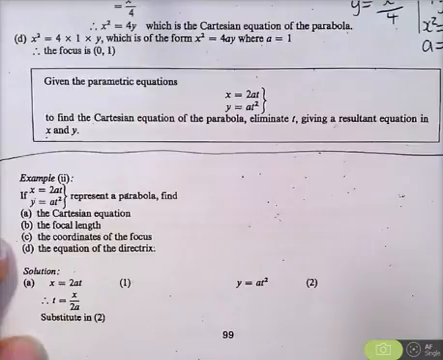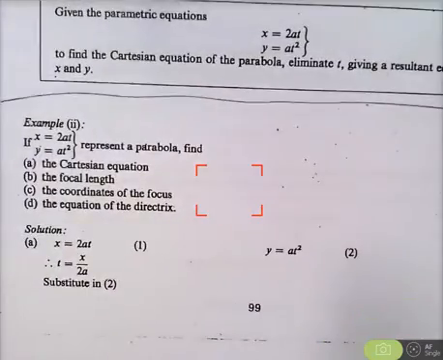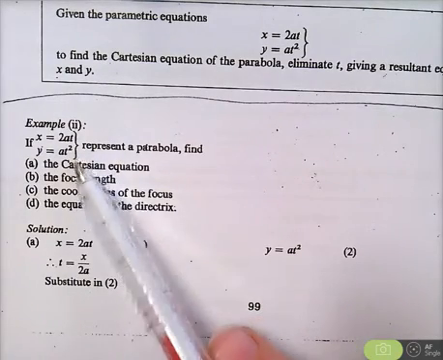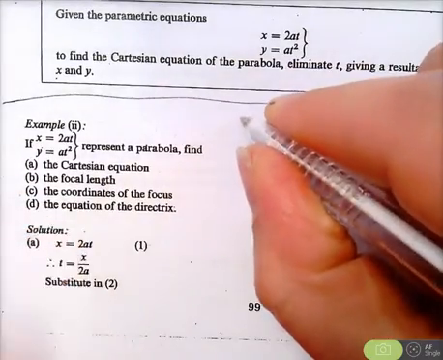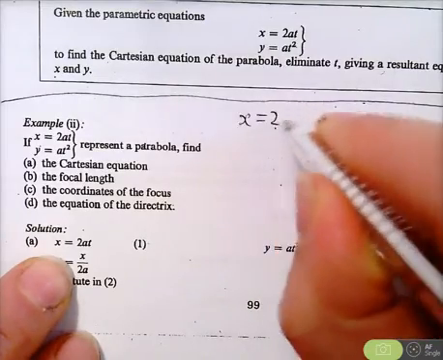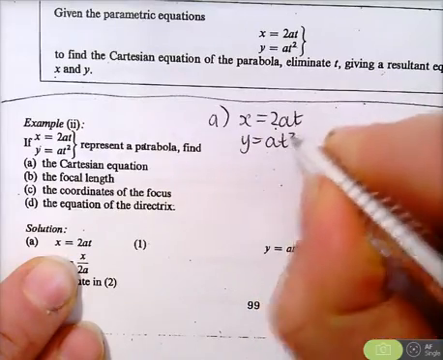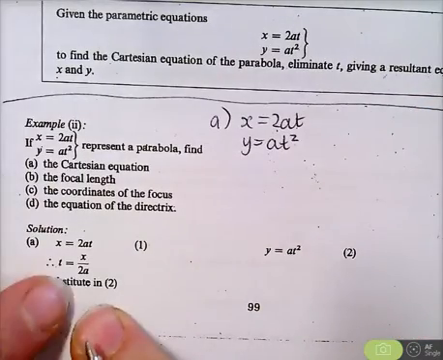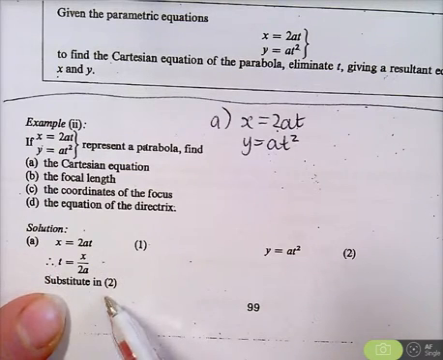Okay, example 2 down here. This is your normal type of parabola. If you're given this type, you'll be happy, and pretty much we just do that type anyway. Notice x equals 2at, y equals at squared. They're the parametric equations of the parabola. Find the Cartesian equation. So how do you do part A? What do you think you do? Make t the subject of the first one, and then we substitute it into equation 2.